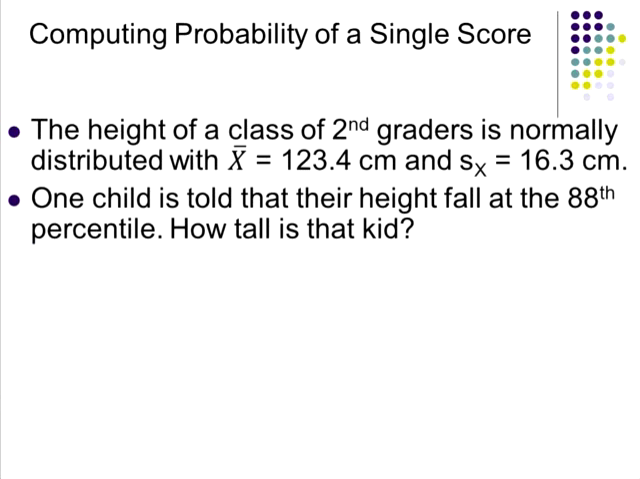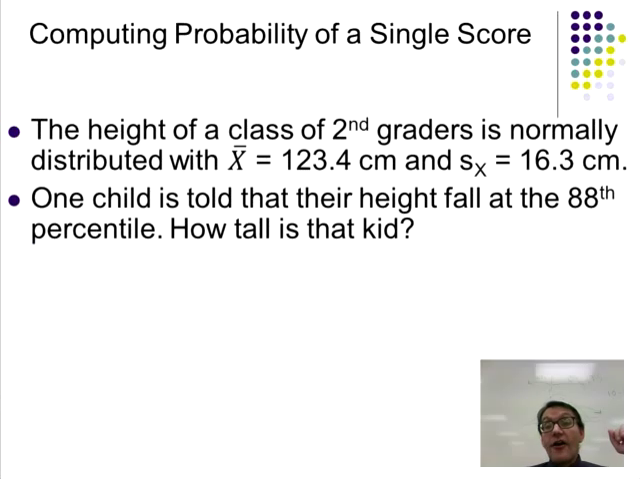Okay, now we're going to have some fun. Are you ready for some fun? We're going to do a reverse question. Ooh, reverse. Forward was hard enough, but here we go. The height of a class of second graders is normally distributed with a mean of 123.4 and a standard deviation of 16.3. One child is told that their height falls at the 88th percentile. How tall is that kid?